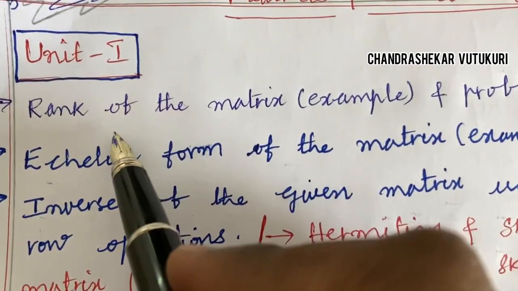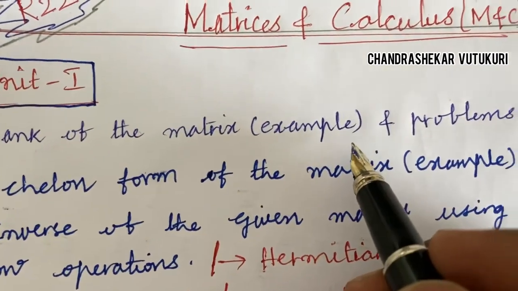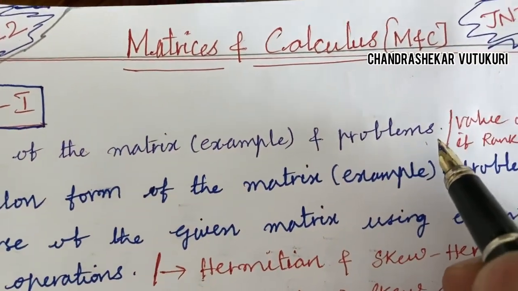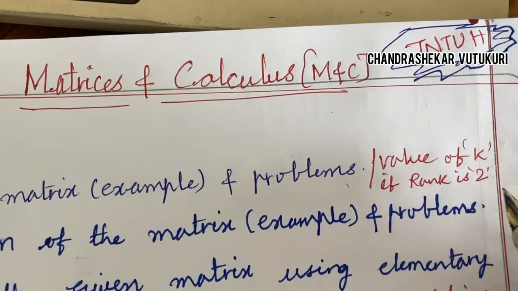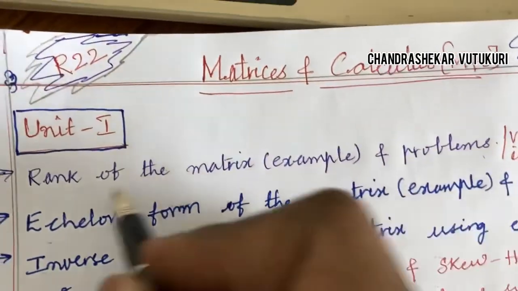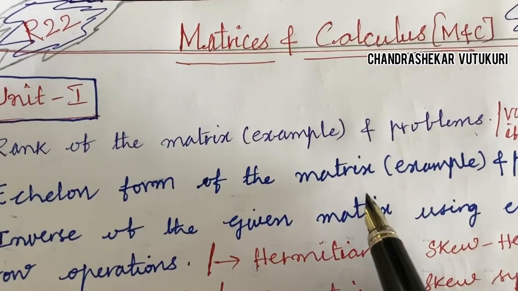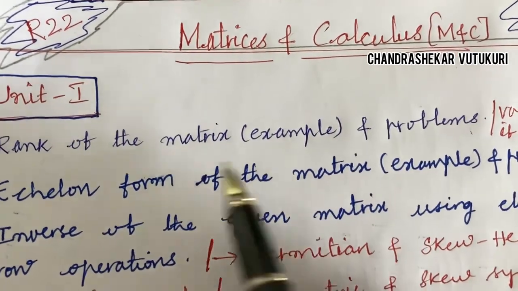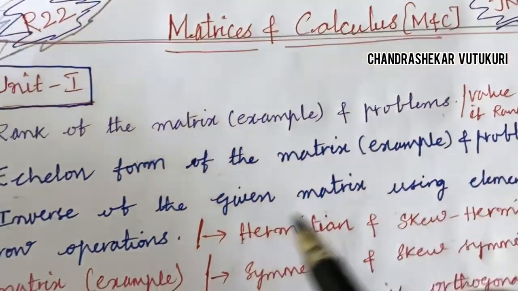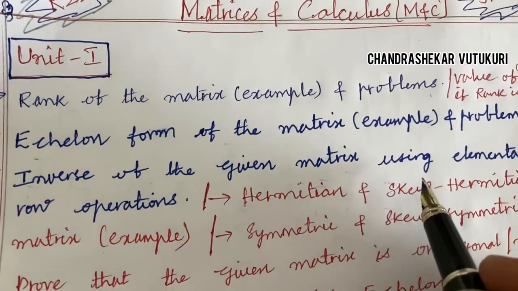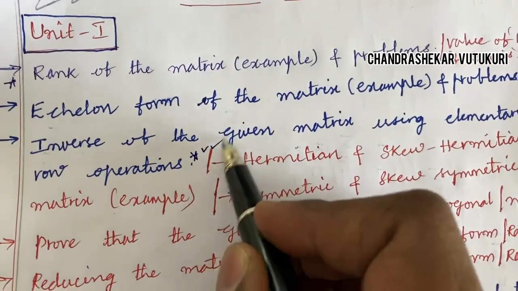Accordingly, you need to work out the problems. Define the rank of a matrix along with an example, and also problems related to the rank of the matrix. Sometimes they will ask you to find the value of K if the rank of the matrix is 2 or 3. Such types of questions are damn sure, in the form of short and long. Echelon form of the matrix: example, define, as well as the problems related to echelon form of the matrix are very important, and one short question.